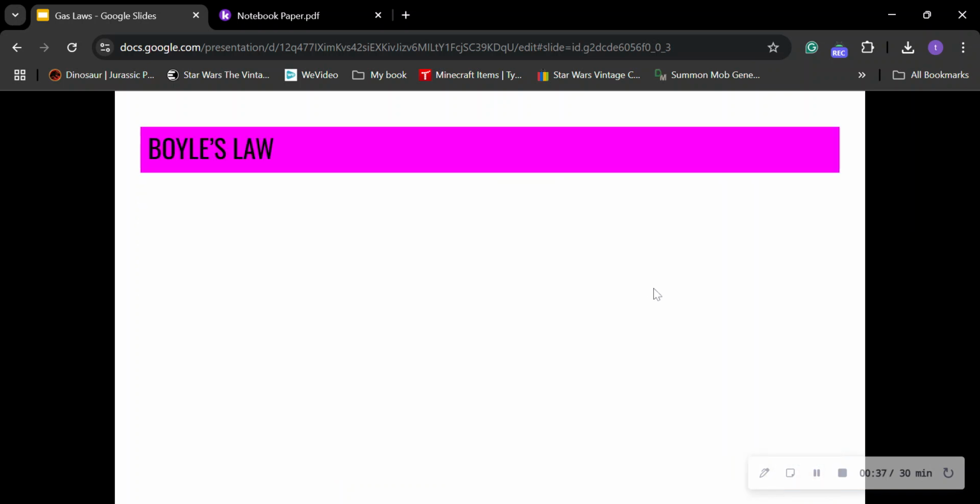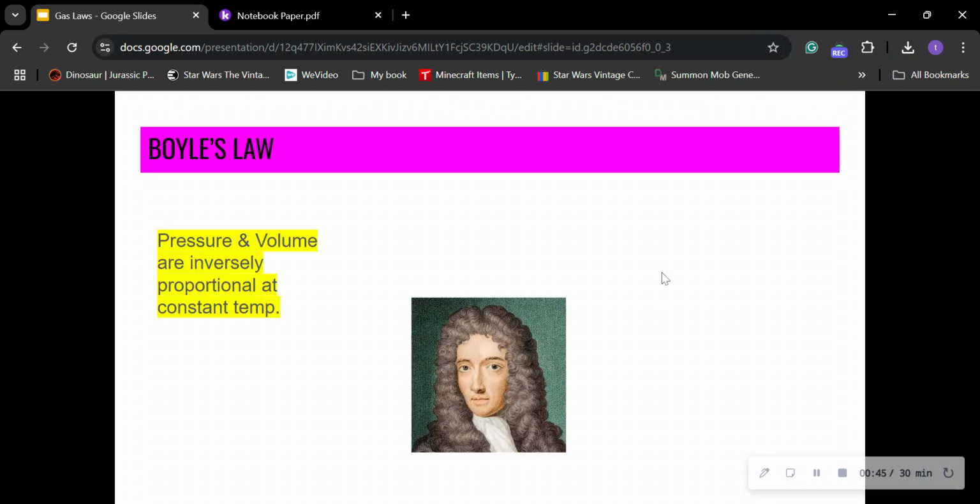First up, we have Boyle's law. Boyle's law states the relationship between pressure and volume at constant temperature. So, at constant temperature, pressure and volume are inversely proportional, which means that as pressure goes up, volume goes down, and as pressure goes down, volume goes up. That is very important to remember.